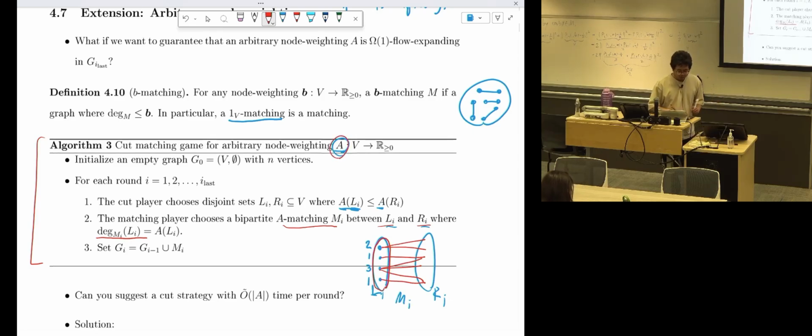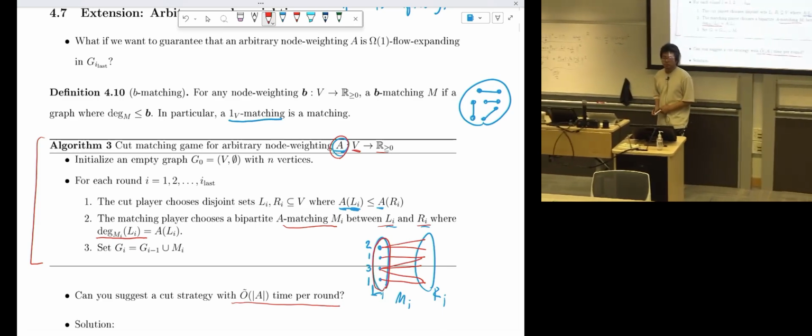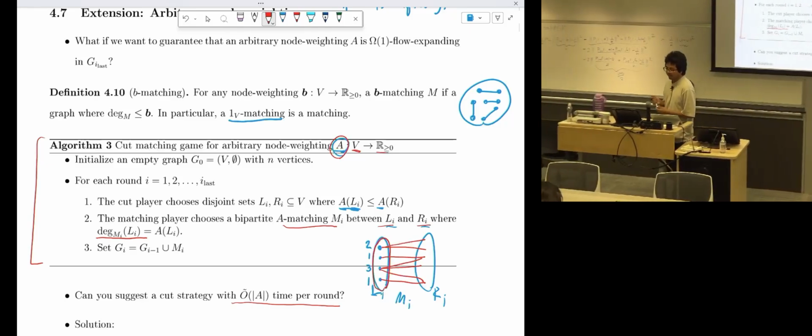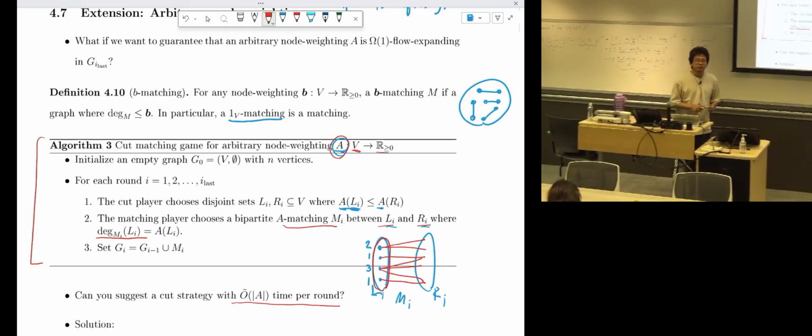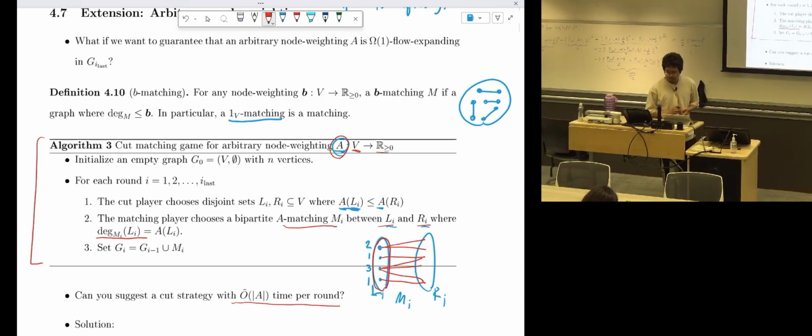Can you try to suggest, let's say when A is integral, some strategy that will work in something like A time per round? Yeah, it's not too clear.